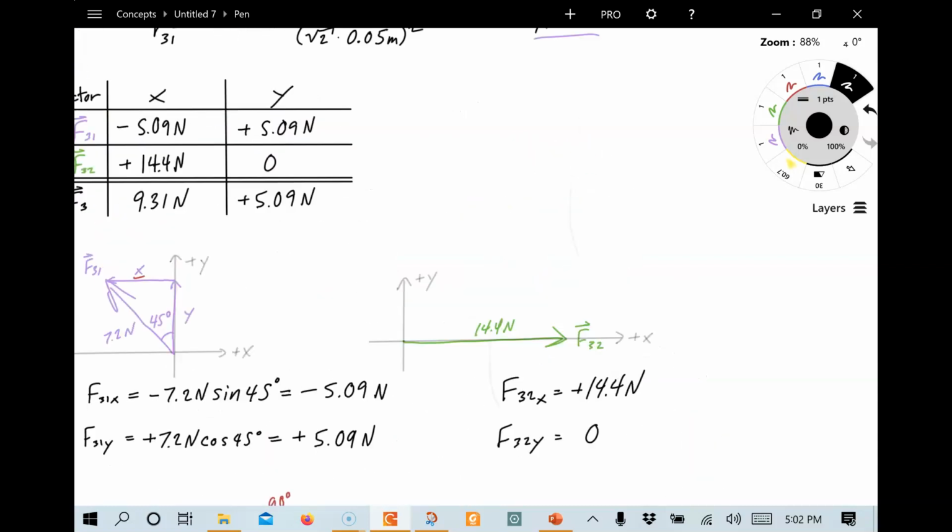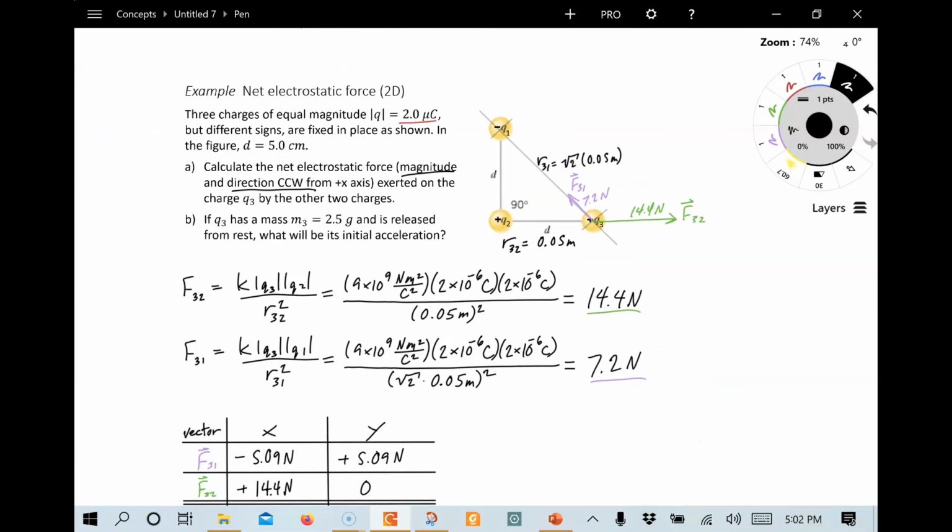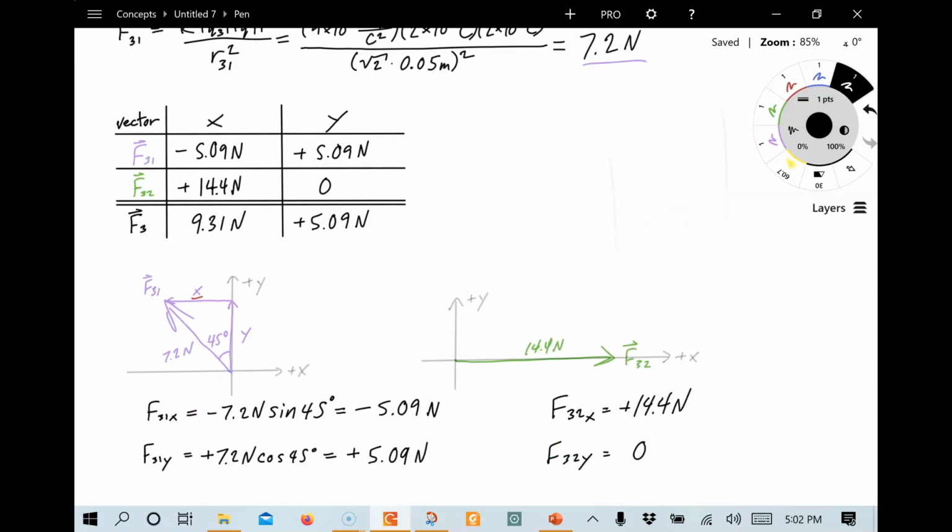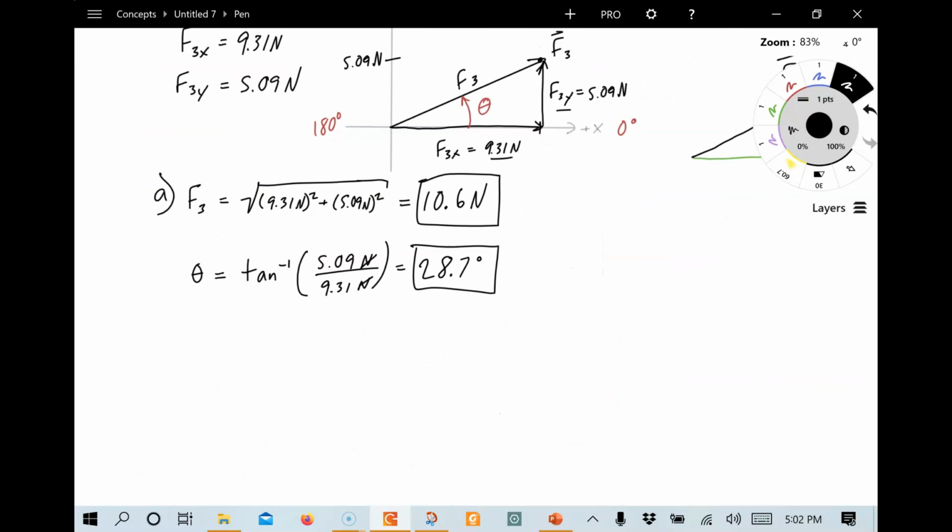All right, let's take a look here at part B for this problem. Part B says, if Q3 has a mass of m3 equals 2.5 grams and is released from rest, what will be its acceleration? Well, in this case, we know that we have the force that acts on Q3, and that's going to cause it to accelerate. Now, in this problem, we assume that that's the net force, F on 3. In other words, the sum of all the forces that act on 3 is just this electric force, the net electric force on 3. And we're going to use Newton's second law because that's how you calculate the acceleration.